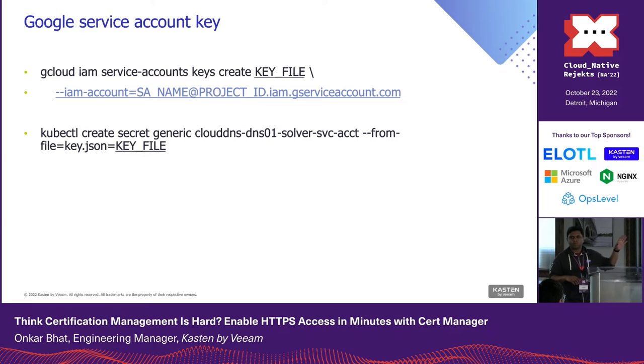And this is very specific to my demo. In my environment, I used a GKE cluster, and I'm going to be using DNS validation, and I'll talk a little bit more about that later. So I need my GCP credentials stored in a Kubernetes secret so that Cert Manager can interact with Google's DNS service. I have two commands here. The first one is you want to create a key file for your Google IAM service account. And then you take that key file and store it in a Kubernetes secret. And I'll talk a little more about how it's going to be used later.